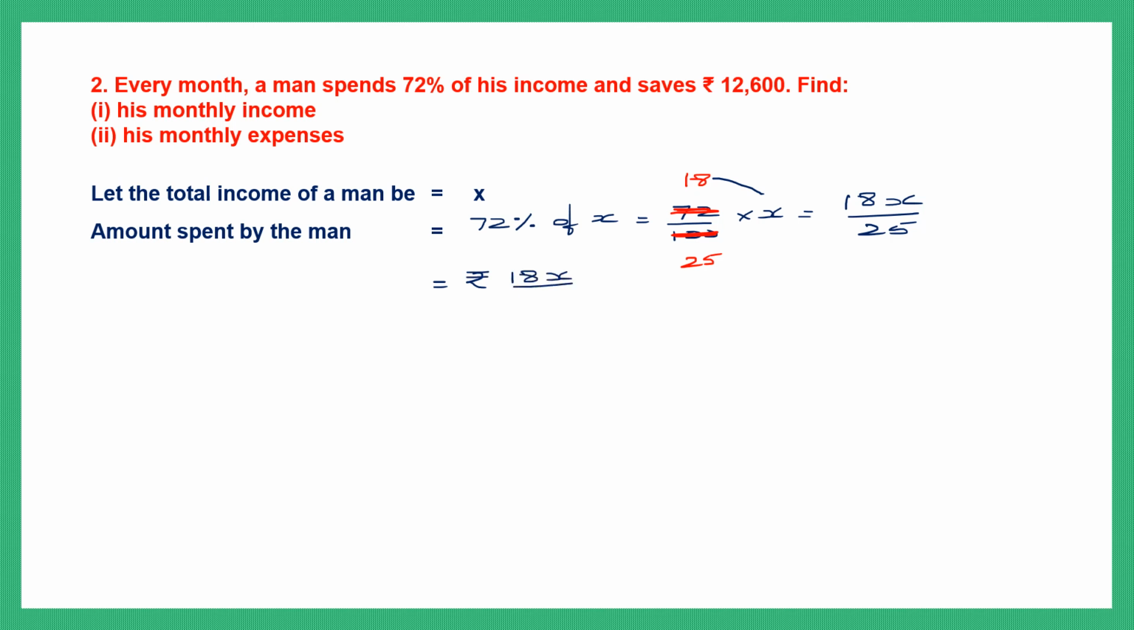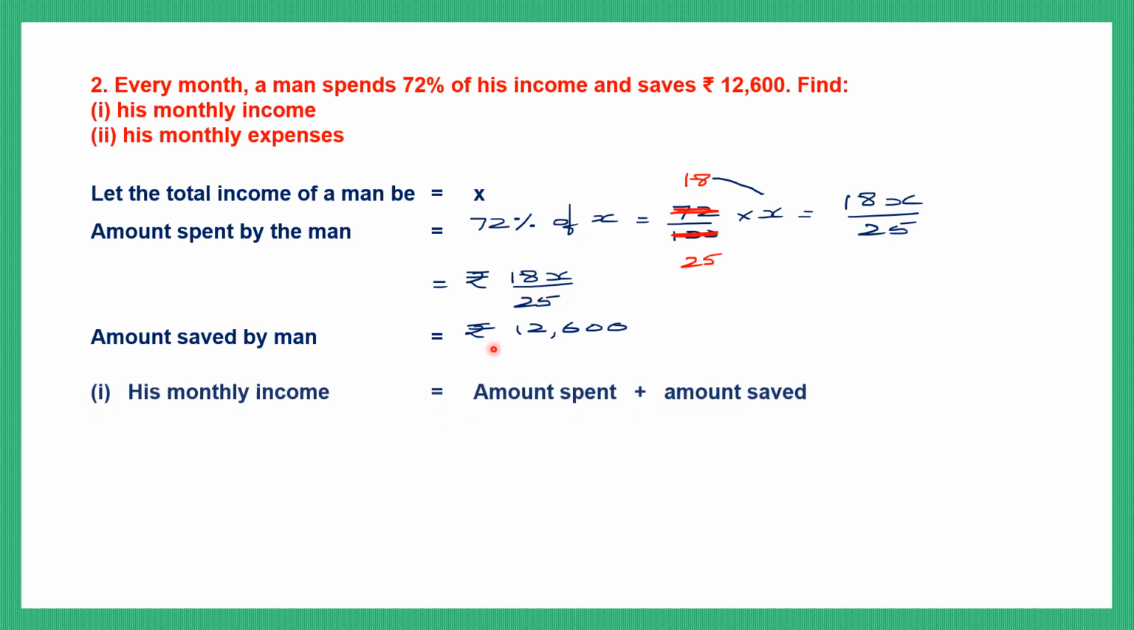This is the amount spent by the man. Now how much does he save? The amount saved by the man is 12,600 rupees. Now why do we want to know both the amount he spent and the amount he saved? Now if you add up how much he spent and how much he saved, you will find his monthly income. That's why we found out the amount he spent.